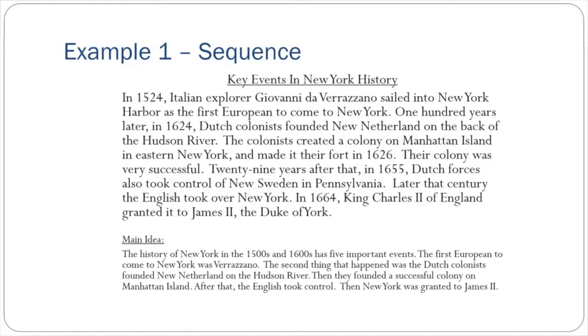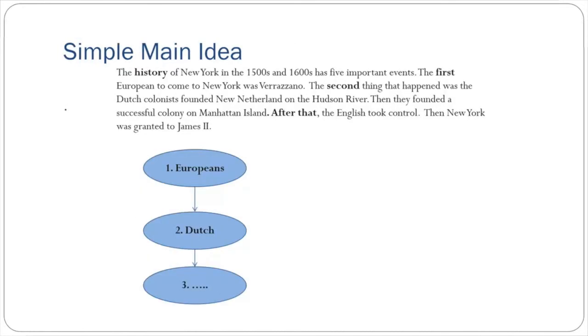Many history texts use the sequence text structure, and this text is titled Key Events in New York History. I will not read the entire passage to you, but I will note that there are sequence linking words used in this passage. The linking words include history, first, later, and others you can find. The simple main idea is: the history of New York in the 1500s and 1600s has 5 important events.